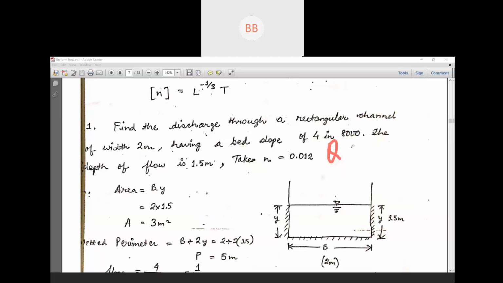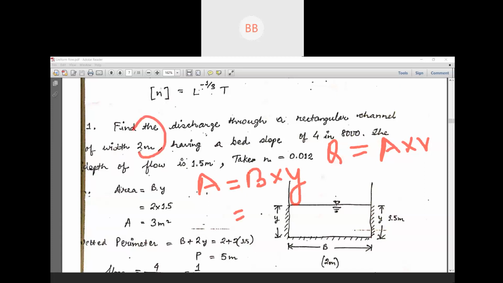We all know to find out discharge, we can directly find Q equal to area multiplied by velocity. Area we all know for a rectangular channel is width of the channel multiplied by depth of flow. The width of the channel is already given, that is 2 meter, and y is also given, 1.5 meter. So we can find out the area, no problem. Next we need to find out velocity. To find out discharge, first we need to find out velocity, then multiply it with area, and we will get the discharge.